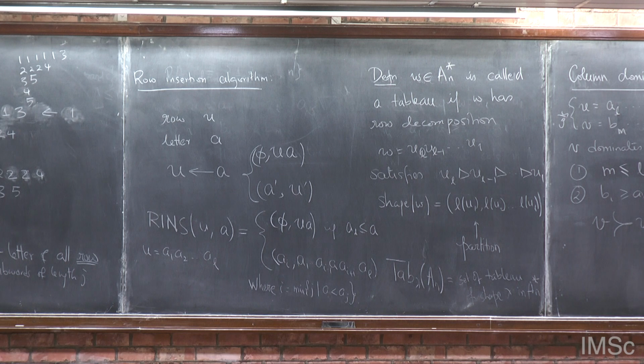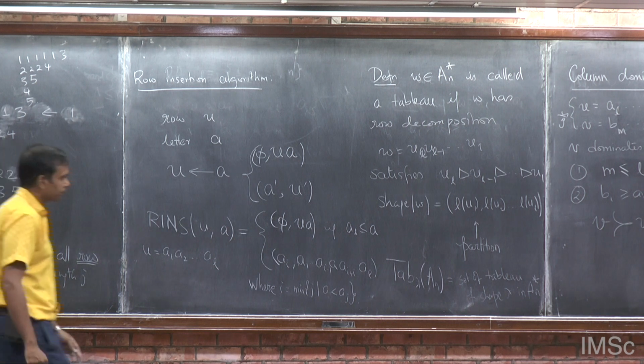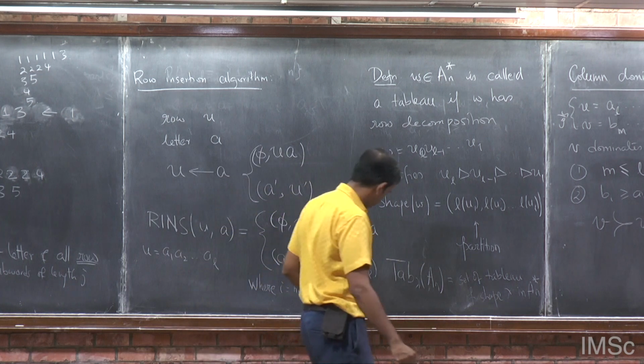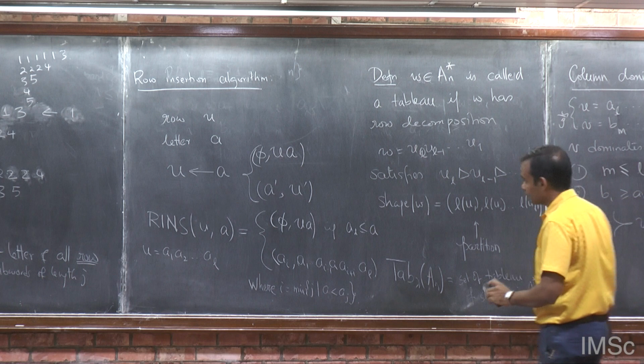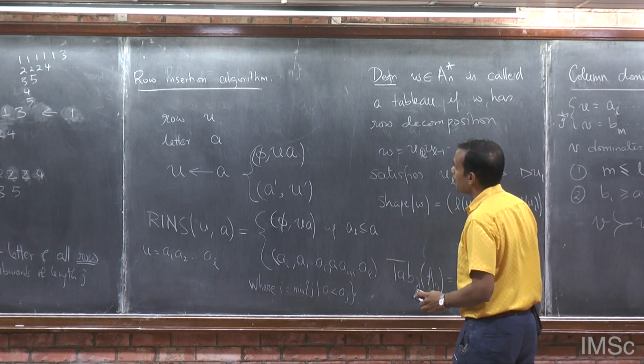This algorithm is for the longest subword. If we want the subword of a particular length, you will know what its last letter is, that is all. So that is the row insertion algorithm.